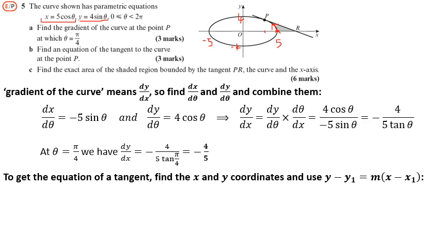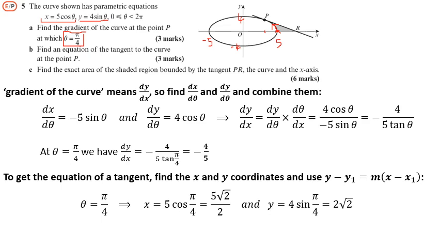For the equation of the tangent, we're going to need the x and y coordinates, but we've already got the gradient at that point. So we just need the x and y coordinates at the point P. And what we know about the point P is that at the point P, theta is pi by 4. So we just sub that into x and y: 5 lots of cos pi by 4 and 4 lots of sine pi by 4.